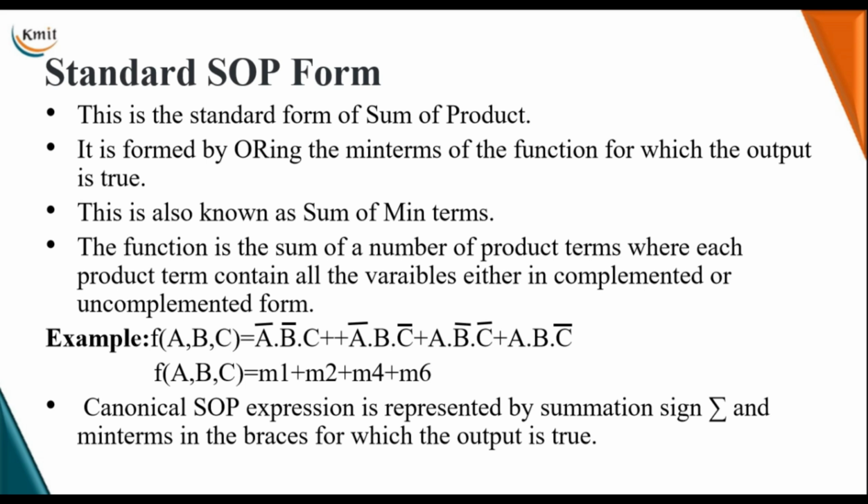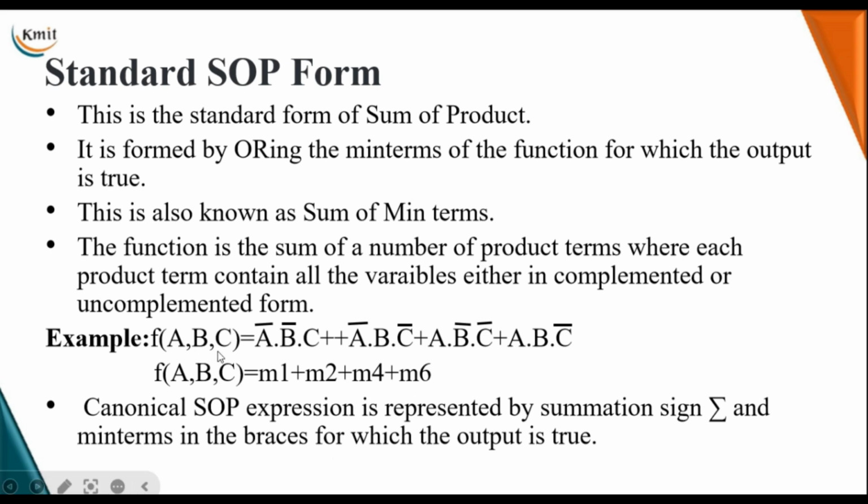In short form, we can call the standard sum of product form as SSOP, or we can also call this a sum of minterms. It can be formed by ORing the minterms of the function for which the output is true, where the minterm is a product term whose functional value is defined as logical one. Each product term in the summation of products contains all the variables, in complemented or uncomplemented form.